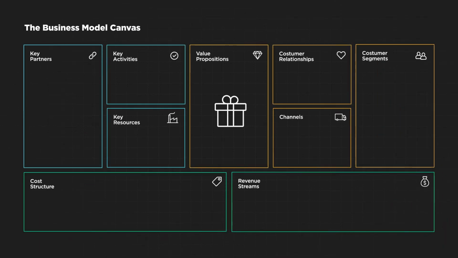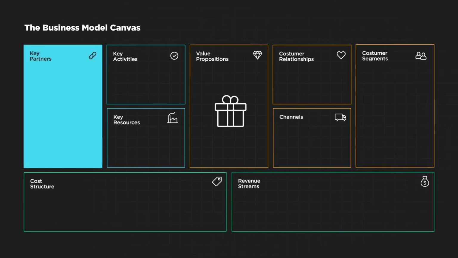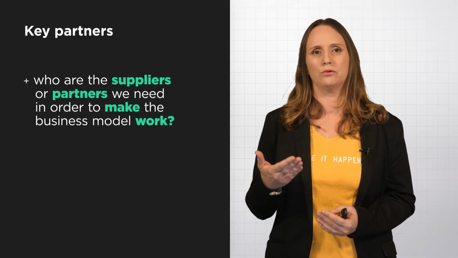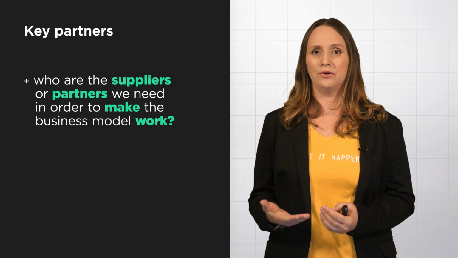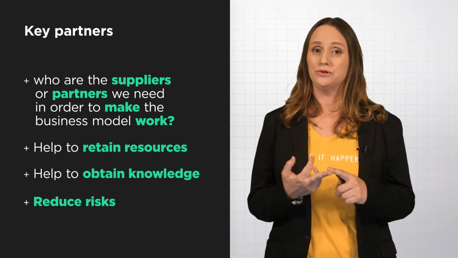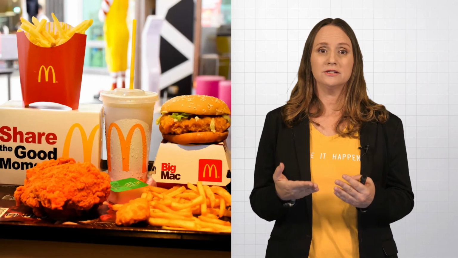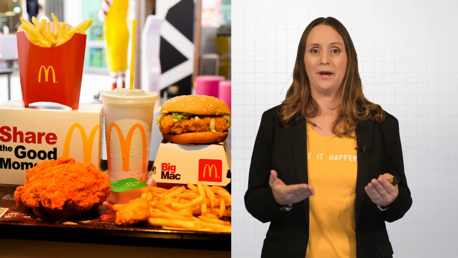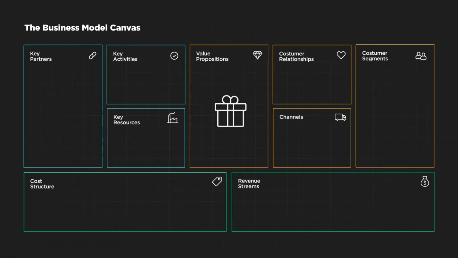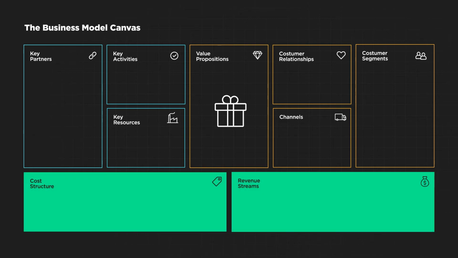And finally, for the production part, who are our key partners? Who are the suppliers or partners we need in order to make the business model work? Companies may collaborate for various reasons: to attain resources, obtain knowledge, reduce risk. McDonald's needs a strong partnership with Coca-Cola or Pepsi in order to be able to serve sodas with their meals. The final 2 building blocks of our model are the financial aspect of the venture, the cost structure and the revenue stream, the minus and the plus.